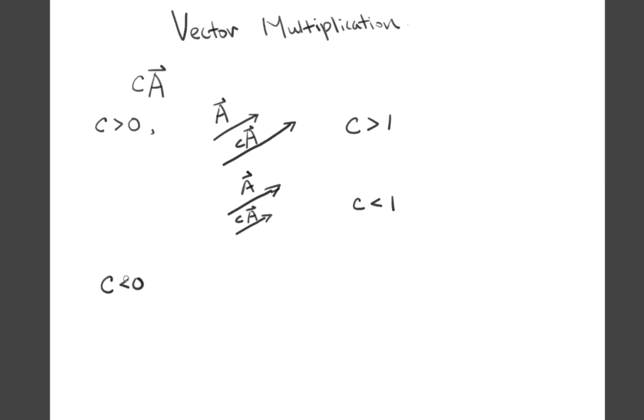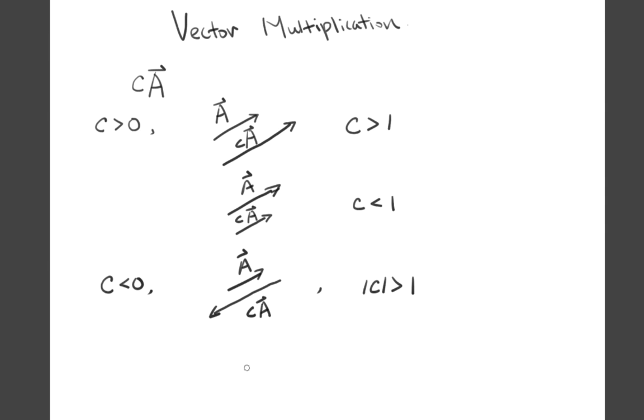Now how about a negative scalar? So that's still A. But now C times A points along the reversed direction. So that's the case when C's magnitude is greater than 1. So the arrow becomes longer.